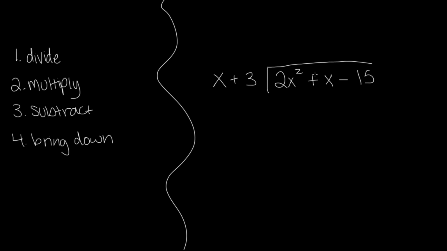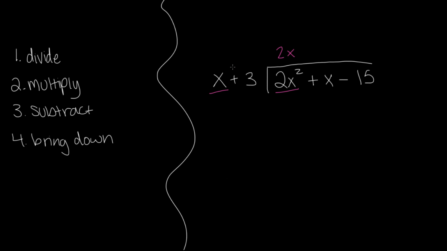Let's try another one. So our next one is 2x squared plus x minus 15 divided by x plus 3. So first we divide. Remember the first term of each polynomial. So 2x squared divided by x would give us 2x. That's how many times we need to multiply x by to get 2x squared.